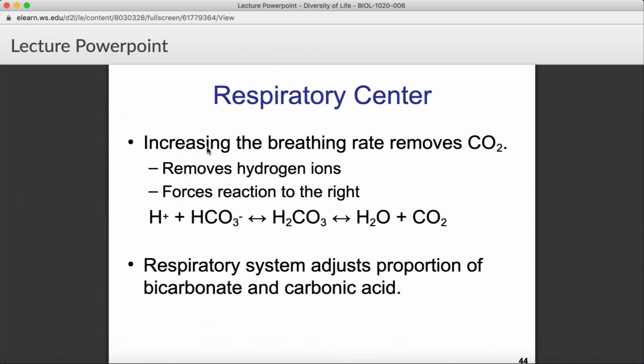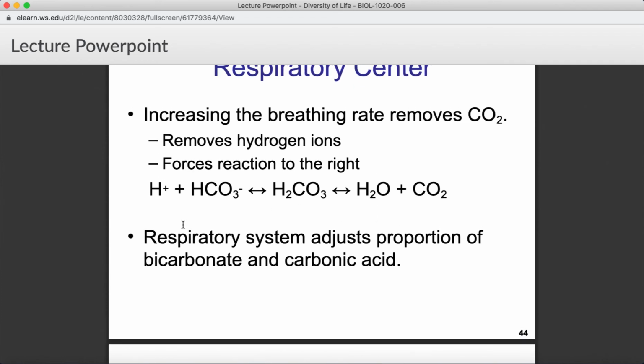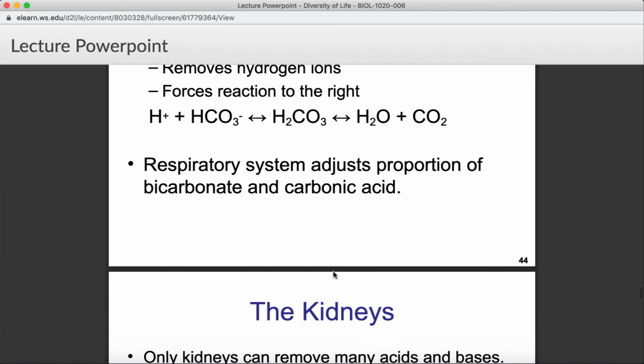So if you increase your respiratory rate, you're removing CO2, which removes hydrogen ions, forcing the reaction further to the right. The inverse is true about slowing your breathing. And then the respiratory system thereby adjusts the proportion of carbonic acid and bicarbonate, which is bicarb.